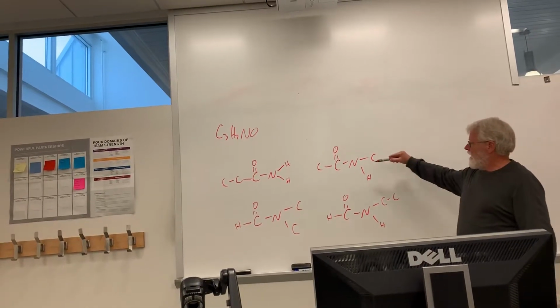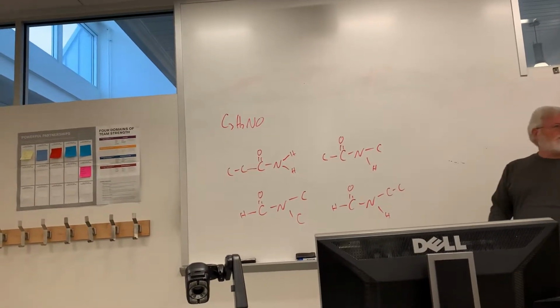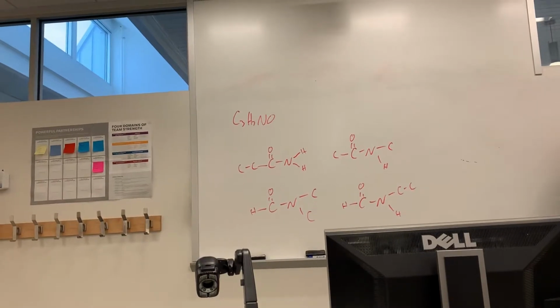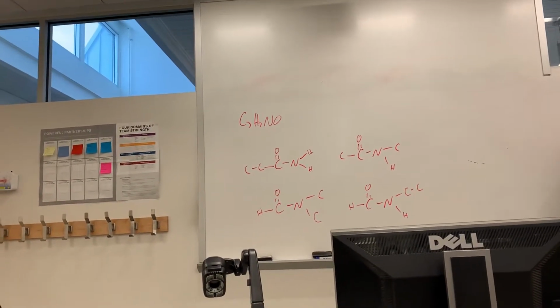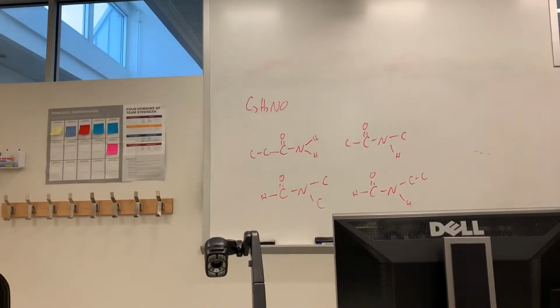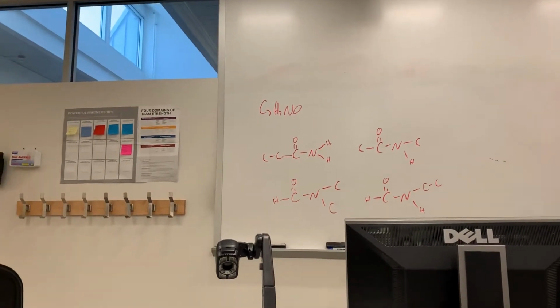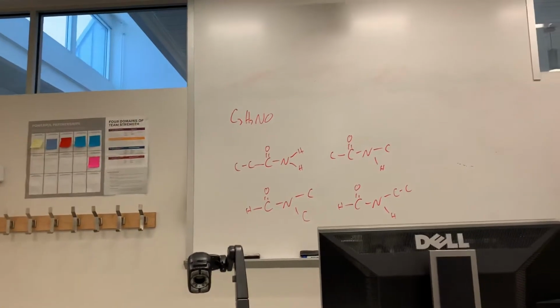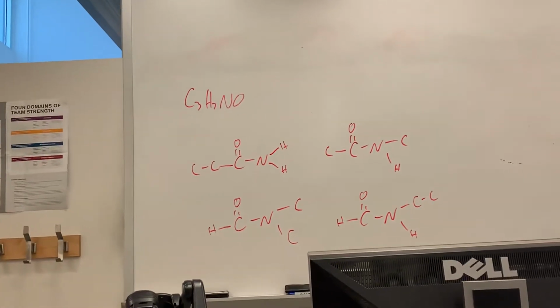And if you throw in the hydrogens that I didn't include, it'll total 7 hydrogens in all these cases. So those are the 4 amides. And then the second part of that question says, one of these has a much lower melting point and boiling point than the other 3. Which one is it?